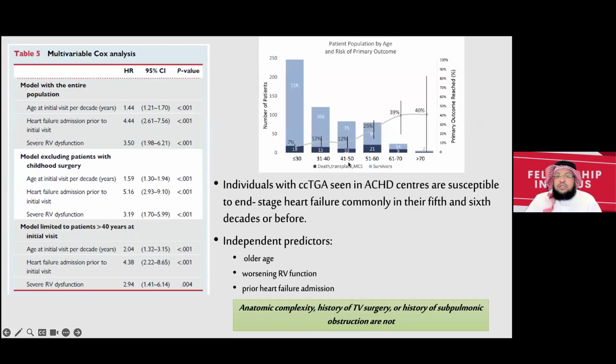And they found that patients with CCTGA usually achieve the endpoint after the fifth decade of their life. In a multivariable Cox analysis, they found the independent predictors were older age, worsening right ventricle function, and prior heart failure admission. They did not find that the anatomical complexity, history of tricuspid valve surgery, or history of subpulmonic obstruction were predictors in those patients.